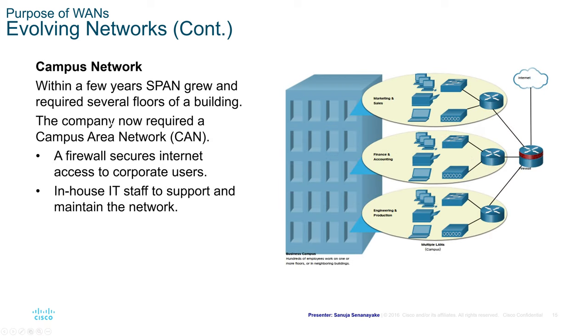Within a few years, the Span company grows and requires several floors of a building. So now we need a campus network. It went from being a small company inside somebody's house to a large multi-floor building, a campus network. The company now requires a campus area network, also known as a CAN. As a result, a firewall secures the internet access for corporate users, and they have added in-house IT staff to support and maintain this growing network.